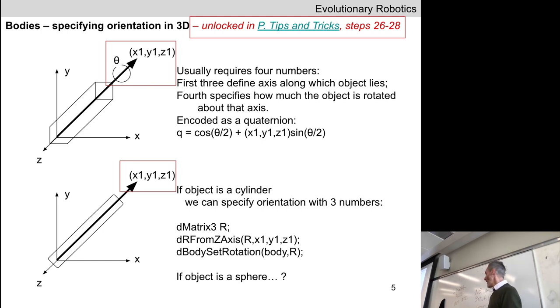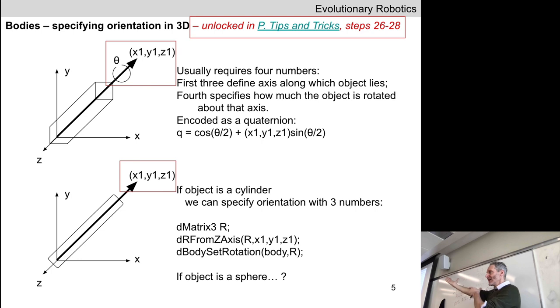Motors? Absolutely. A motor attached to a joint is applying rotational force, is applying torque to try and alter the three-dimensional orientation of the pairs of objects that are attached by the joint.